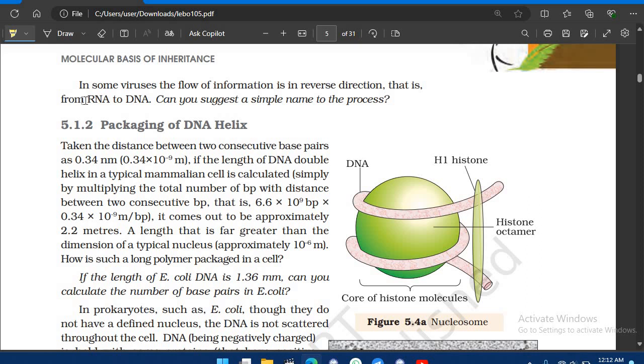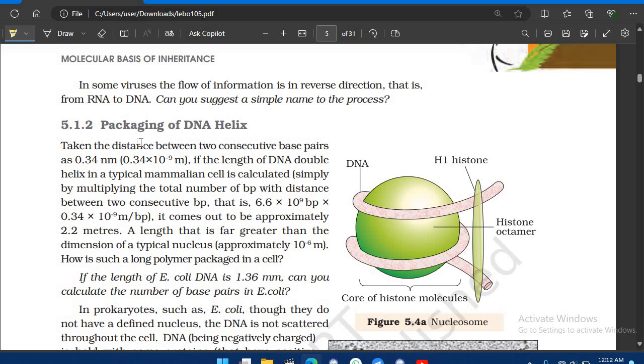In some viruses, the flow of information occurs in the reverse direction, that is from RNA to DNA. Can you suggest the simple name of the process?